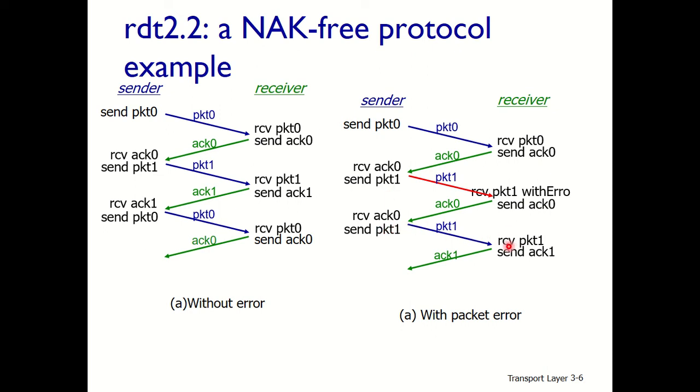When packet 1 is received correctly, the receiver will send acknowledgement number 1, because now packet 1 becomes the last packet that is received correctly, and for this packet the acknowledgement number is acknowledgement number 1.